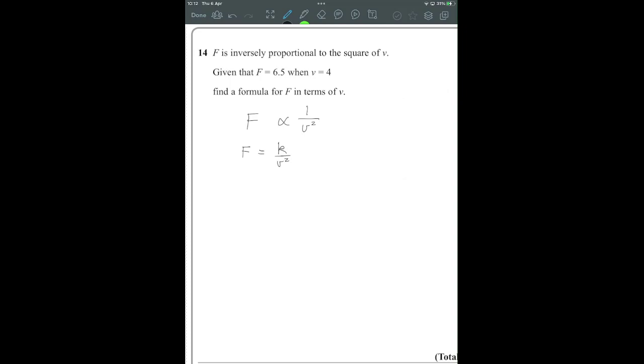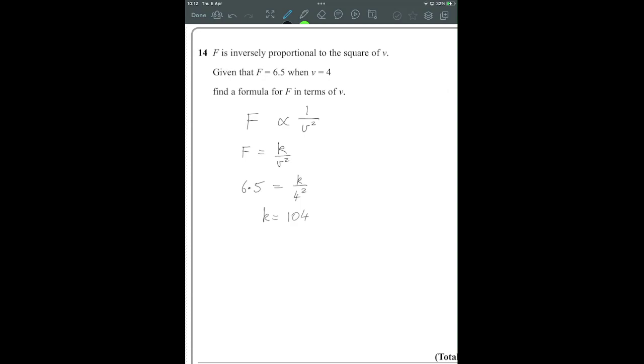Let's use the given condition. F is 6.5 when V is 4. 6.5 equals K over 4 squared. Therefore, K, if we multiply up 6.5 times by 4 squared, K is 104.